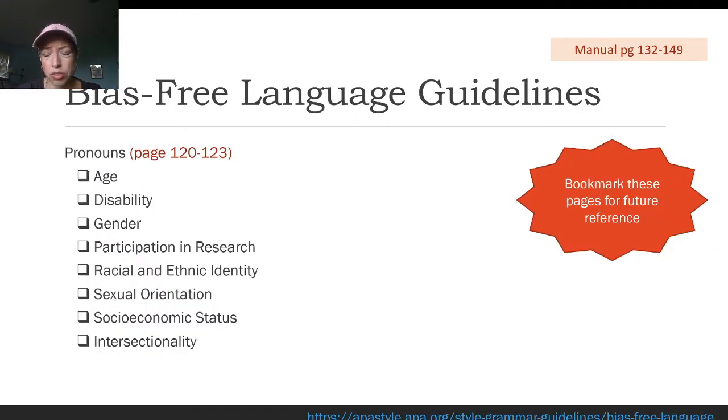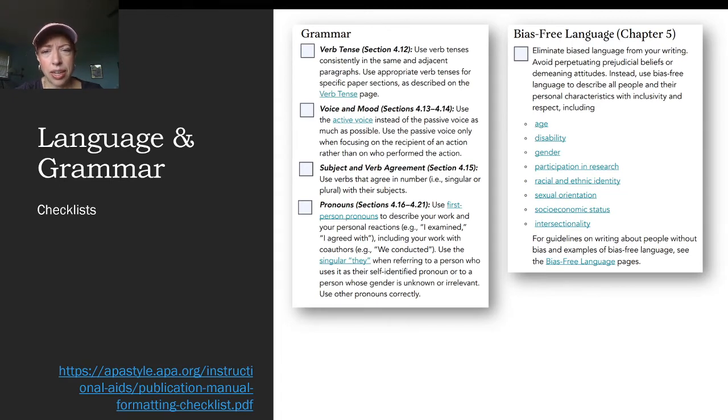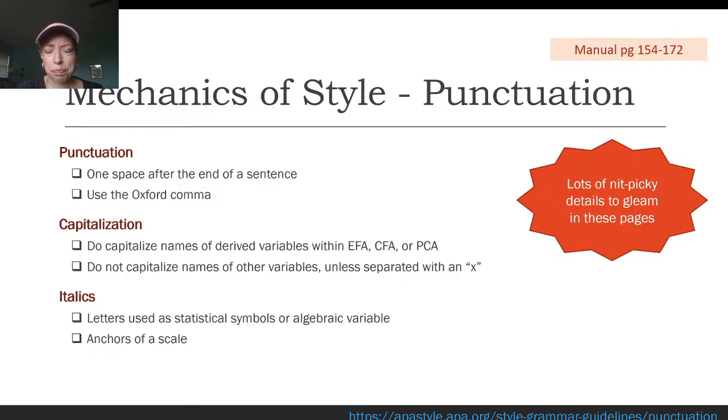I'm going to really go quickly over bias-free language. There are sections in the guide about this, and I'm kind of skipping over grammar as well. Some things I want to focus on are punctuation. Being an old person, I have been trained to have two spaces after a period ending a sentence, but APA actually says one space after a period at the end of the sentence. It also specifies we should be using the Oxford comma. So you'd say black, white, and red. So you have that comma before the word and.